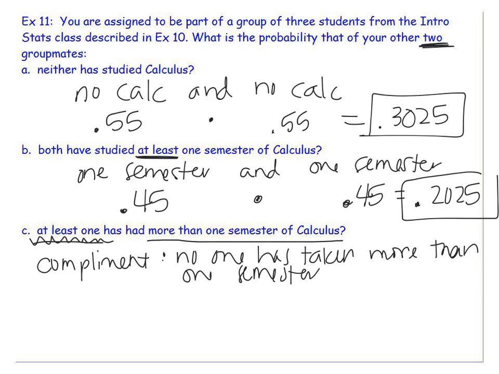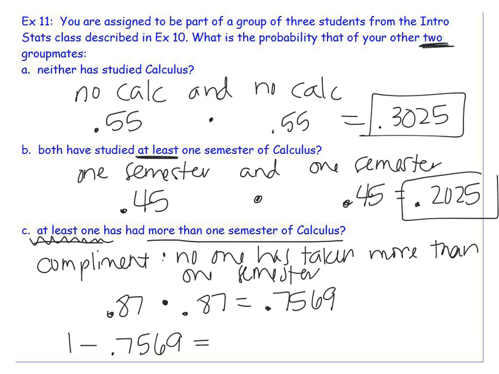The probability that person number one has had no more than one semester, which by the way, we're referring back to example 10. We just found out, example 10C, that no more than one semester is 0.87. So the probability that the first person did not have more than one semester is 0.87. And multiply, the probability that the other person has had no more than one semester is also 0.87, which is 0.7569. Well, we are using the complement right now. So if you remember from the last lesson, to find the answer we want, you need to take 1 minus the answer that you just got. That comes out to be 0.2431. That is the probability that at least one of your group mates has had more than one semester of calculus.